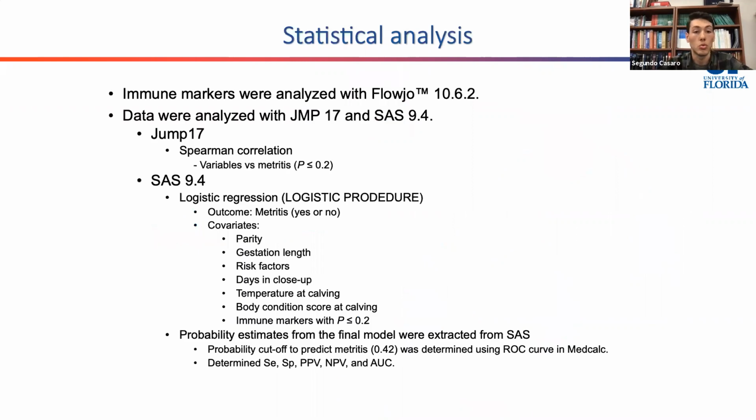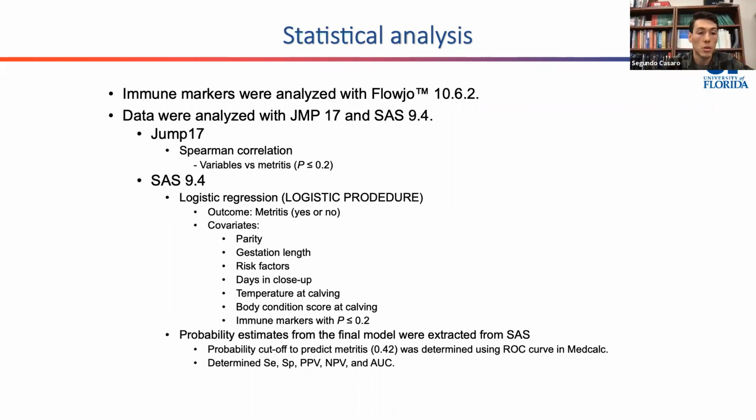Now, regarding the statistical analysis, the immune markers were analyzed with FlowJo. Then the data were analyzed with JMP and then with SAS. In JMP, we did an exploratory correlation. We compared all the variables with metritis, and we used a cutoff of 0.2. So the variables that had a p-value equal or lower than 0.2 were added into the model.